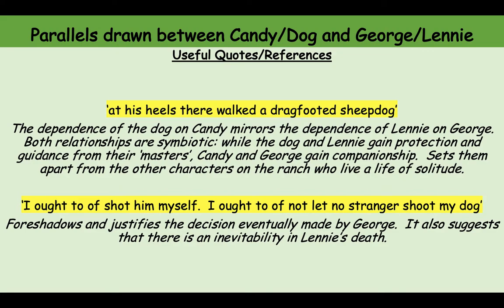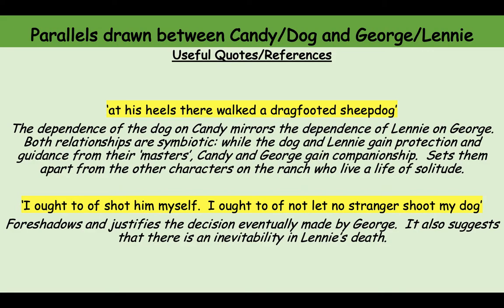We know that George and Lenny aren't really pals. They don't have a connection, an intellectual connection, but they need each other because they don't want to be alone. And that's certainly the same case with Candy and his dog.